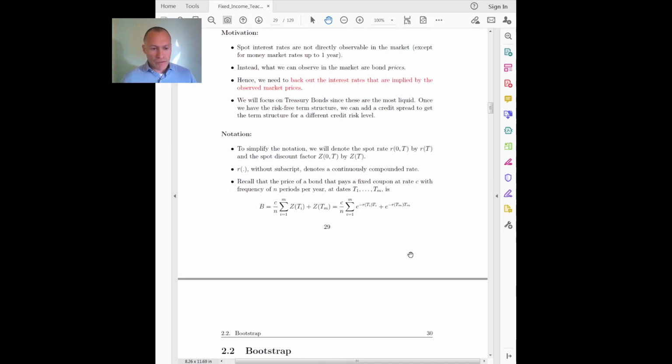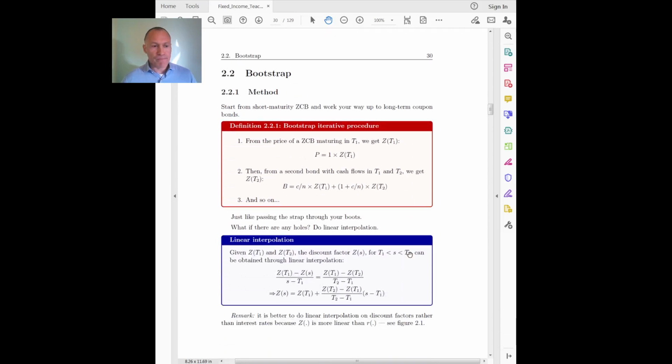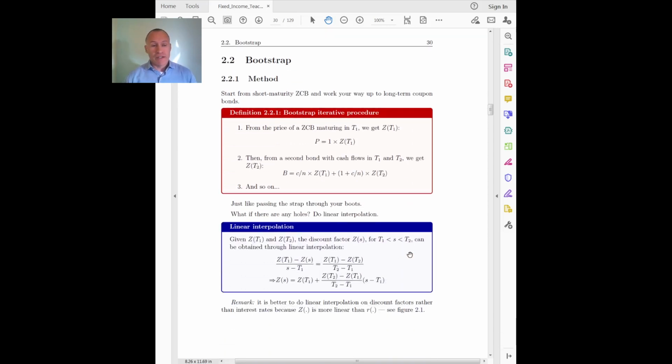Let's start with the first one, the bootstrap. As the name suggests, this is like the strap going through the holes in your boots. We start from one hole, then we move to the next, then to the next, and we do this zigzag procedure. Here is what we mean by that. We're going to start with the shortest treasury bill that we have, and get the yield on that. Then we move to the second bond and get the yield on that. Then to the next maturity and get the yield on that third bond, and so on, from the shortest to the next one, until we get to the longest maturity bonds.